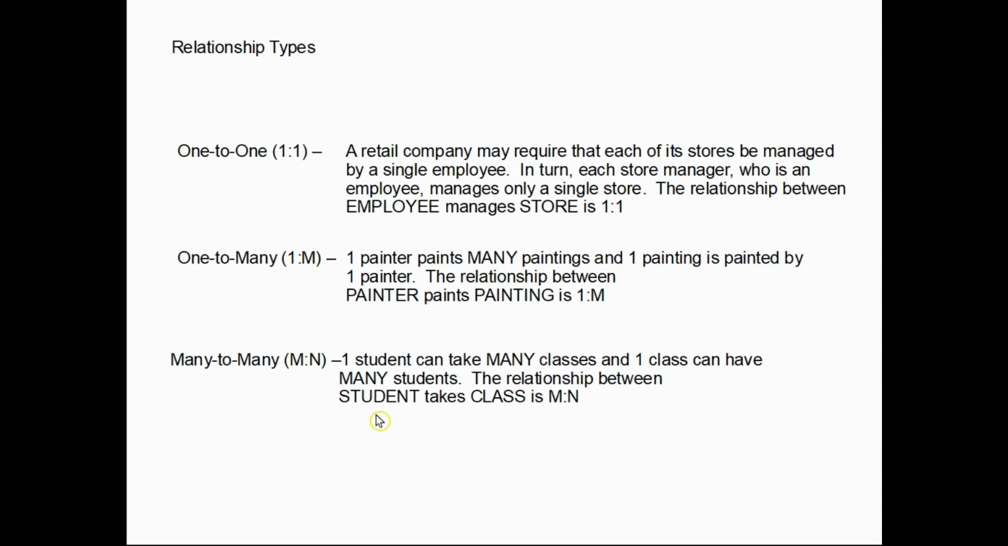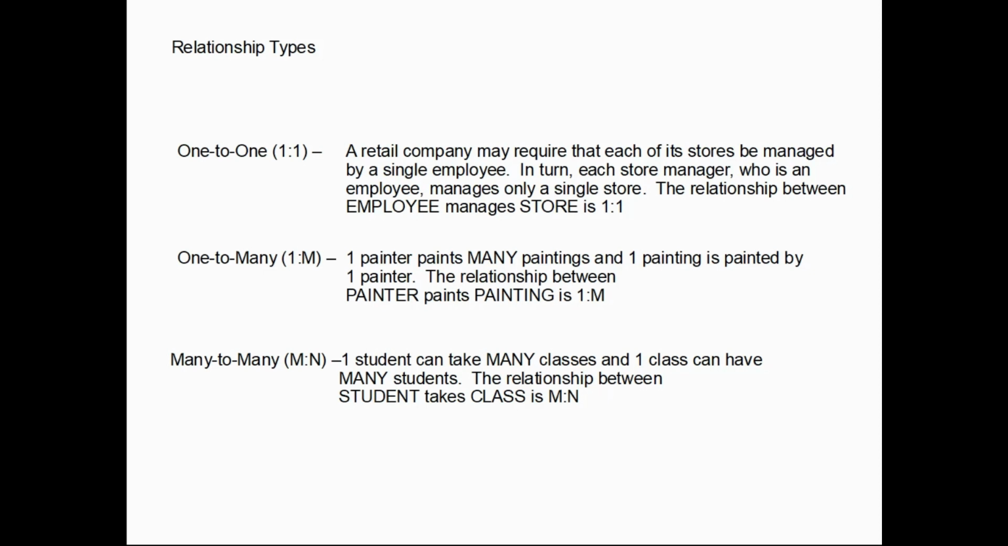Now, I mentioned earlier relationship types. In a relational database, there are 3 types of relationship types: a one-to-one, a one-to-many, and a many-to-many, okay? I'm going to read off a description or a sample of each one, and then I'm going to show you how they work. A one-to-one: a retail company may require that each of its stores be managed by a single employee. In turn, each store manager, who is an employee, manages only a single store. The relationship between employee manager and store is one-to-one.